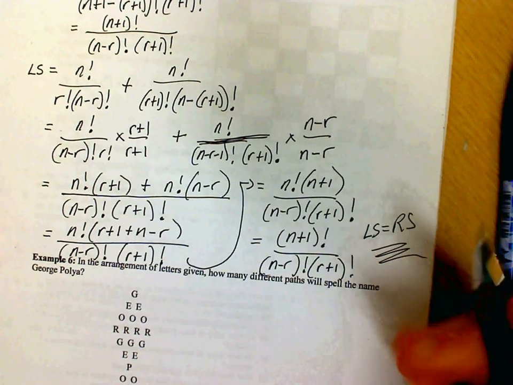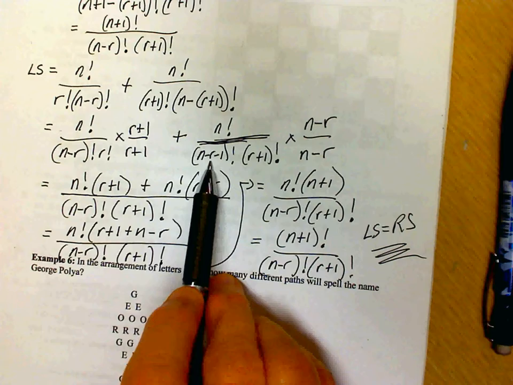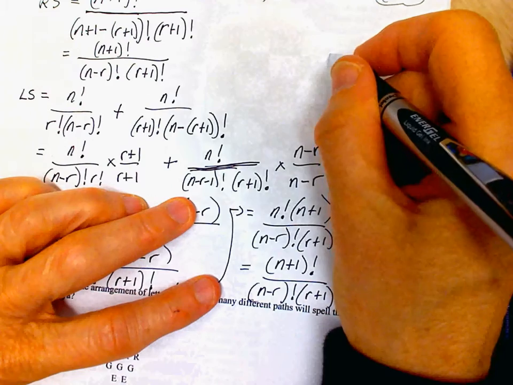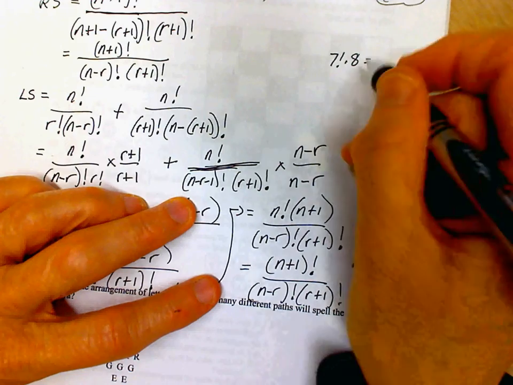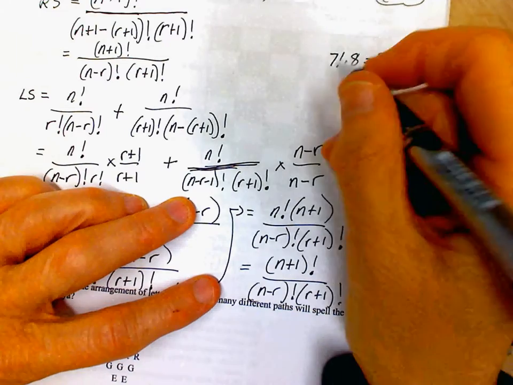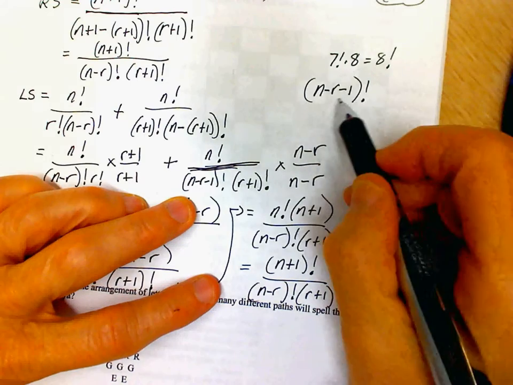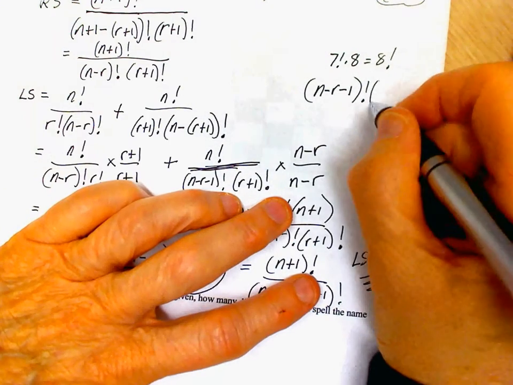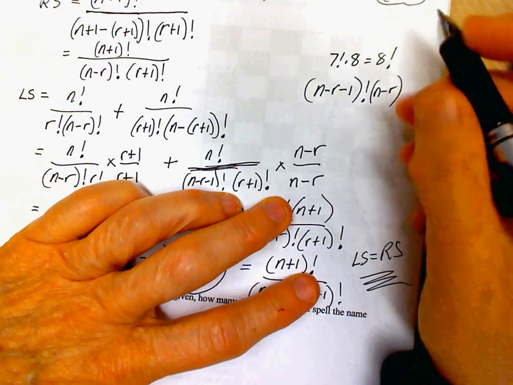So where did the n minus r minus 1 go? Do you agree when I multiply 7 factorial times 8, that equals 8 factorial? Because that's just 8 times 7 times 6. So just as an example. So when I multiply n minus r minus 1 factorial, which is like compared to the 7, and I multiply it by n minus r, isn't this 1 up from that? So that's n minus r factorial.